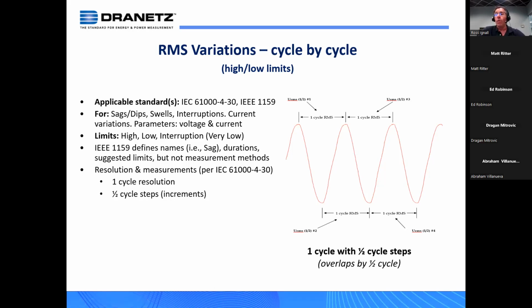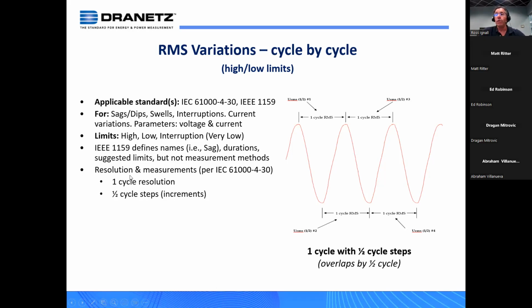A point here in the United States is that 1159 defines names, i.e. sag, durations, and suggested limits. Durations measure how long it's been out of limits, and the limits and the minimum, maximum while it's out of limits. But 1159 does not define the measurement methods. Those are defined, and what's implied to be used around the world, including in the United States, is 61000-4-30. The resolution and the measurements, again, per 61000-4-30, have remained basically unchanged since its first edition back in 2003, 4, 5, something like that.